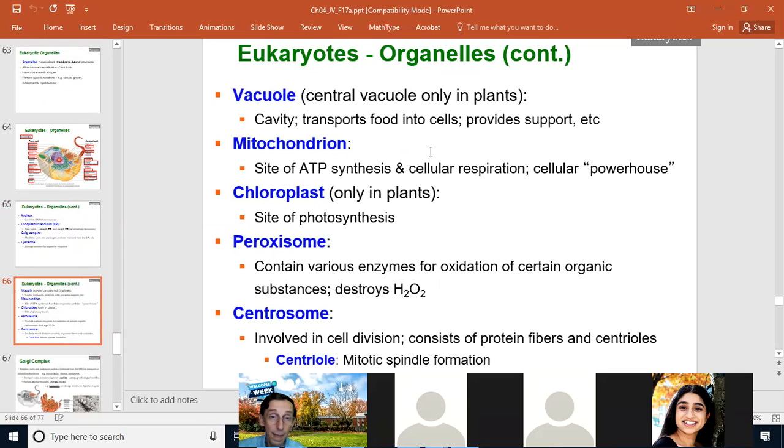Vacuoles can be found in both plants and animals. The central vacuole is only found in plants. It is a vesicle, which looks exactly like a vesicle. The difference is a vesicle is an organelle that moves in the cell, so it's moving something from one location of the cell to another. A vacuole is one that stores material for the cell and provides support for the cell.